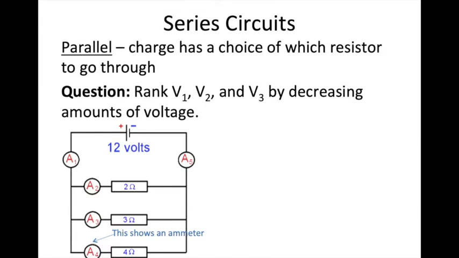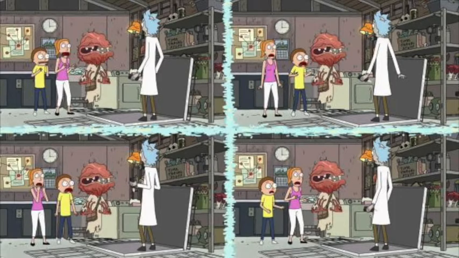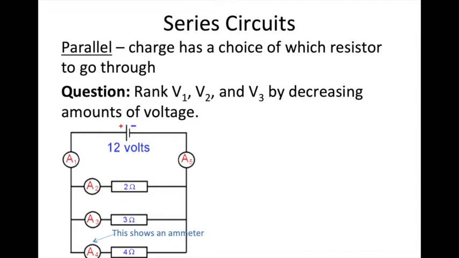So a parallel circuit means that the charge has a choice of which resistor it wants to go through. So think about parallel lines, or two lines that don't meet. Think about parallel universes, which you think about as two universes that are happening side by side and don't run into each other. So that's the idea of parallel. If you've got multiple things happening in parallel, another example is parallel processor computing.